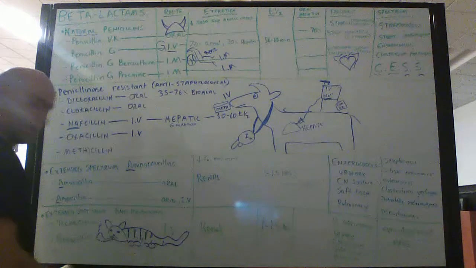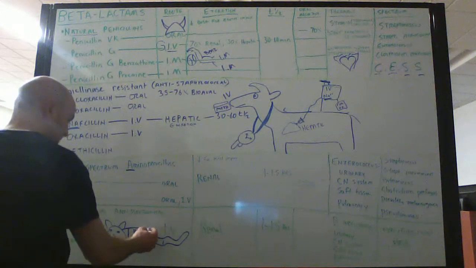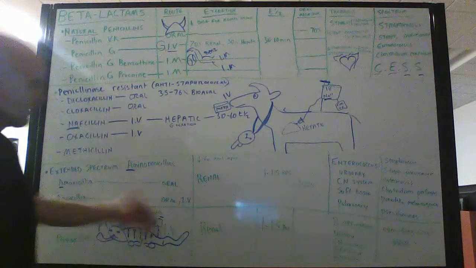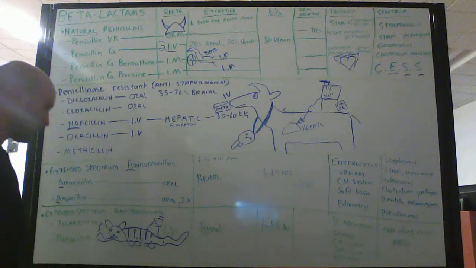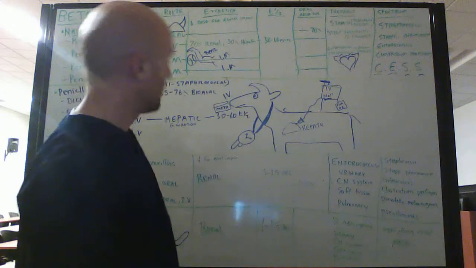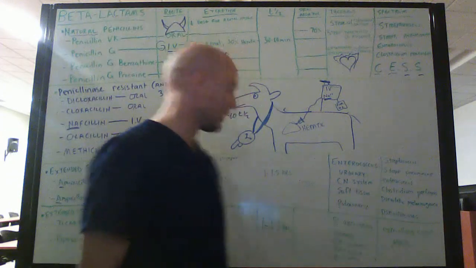Oh, my lights just turned off. So I'm going to draw a little IV on this tiger as well. There's the IV stand. If they're given IV, I guess they're also renally excreted. And 1 to 1.5 hours for the half-life, and it does everything except for MRSA.